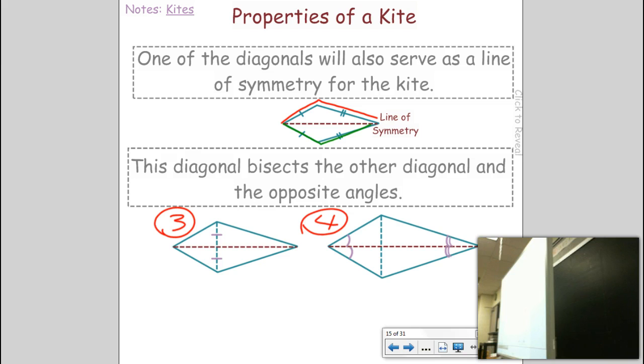Now, most of the time, and when I say most, I mean like 98% of the time, whichever diagonal is longer, that's going to be your diagonal of symmetry. And whichever diagonal is shorter, that's going to be the one cut in half. But I will tell you that it can happen the other way around. It just hardly ever does, because it's a really weird looking kite when it does.